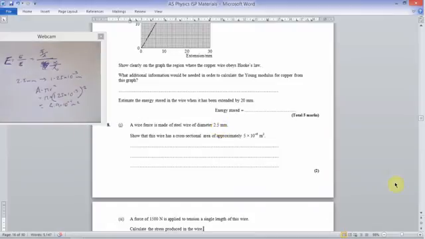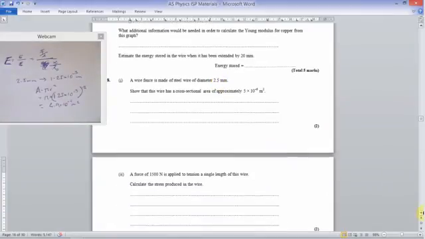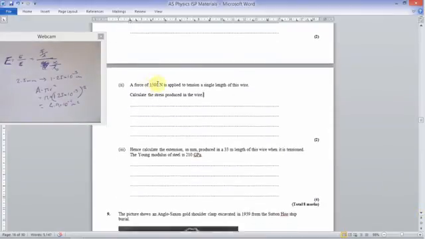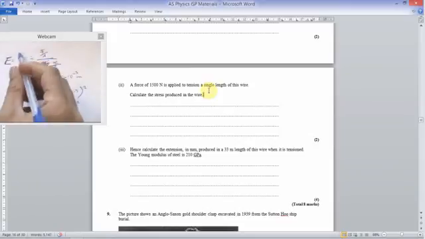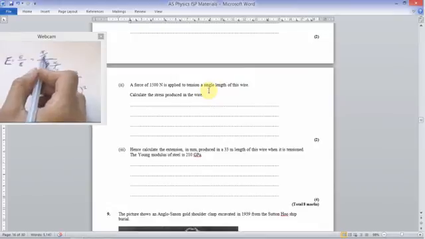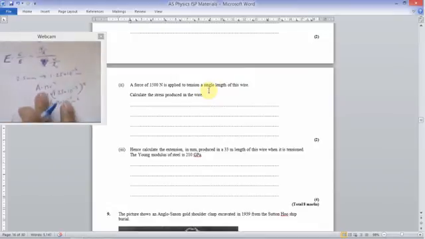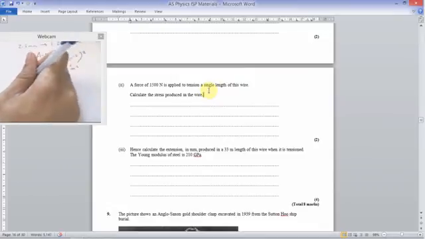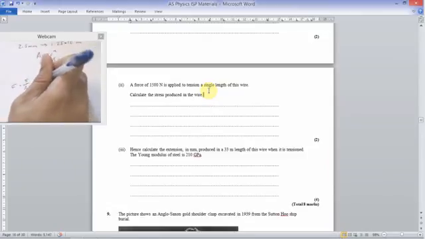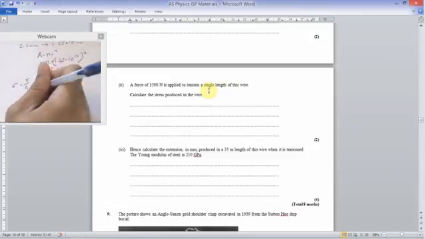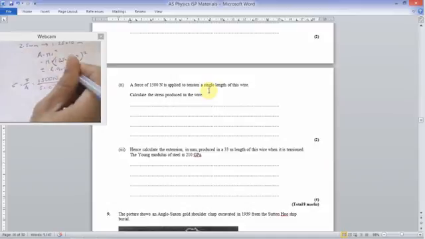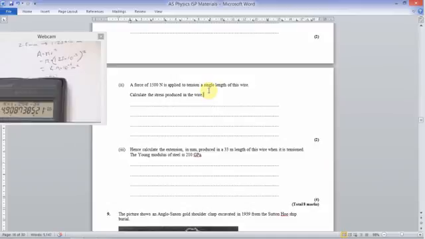Right. So a force of 1,500 newtons is applied to the tension at a single length of wire. Calculate the stress produced in this wire. Okay, so stress, as we know from our equation list, so flick back to the equation list if you need to, stress is force over area. So we've got a force of 1,500 newtons divided by an area of 5 times 10 to the minus 6. It's pretty straightforward.